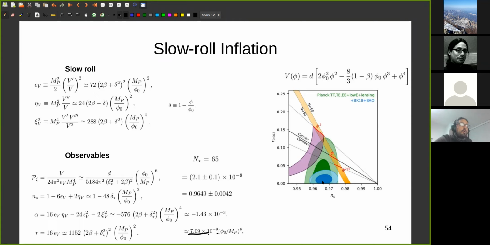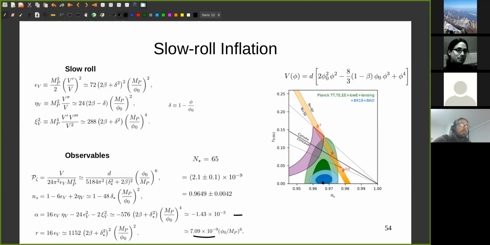So the tensor to scalar ratio tends to be super small, which is good in the sense that it's within the measurements. The measurements say that the tensor to scalar ratio r has to be very small. In our case, it's super small, so it's okay because it's fulfilling all the observations. However, the bad thing is it's way too small to be detected by next generation observatories. This means that basically there will be no primordial gravitational waves. So that's kind of bad.